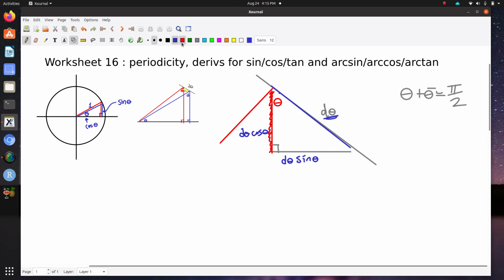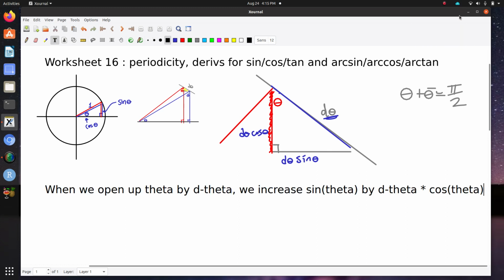So what it means is, when we open up theta by the amount d theta, and that's the angular measurement, but it's also the arc measurement, okay? They're two different units, but the same value. So when we open up theta by d theta, we increase sine of theta by d theta times cosine of theta. So written in the standard notation, if you have sine of theta and you want to take the derivative of it, the derivative is cosine theta. That's all it means. Okay?